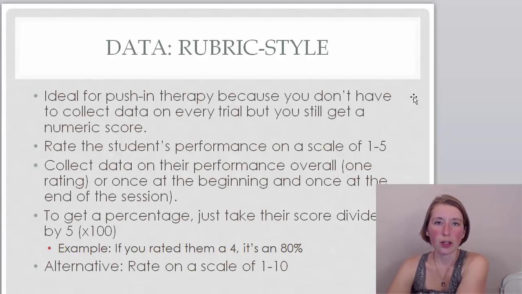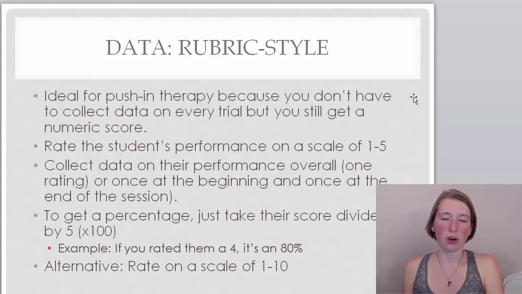So then once you have your rating of 1 to 5, you get a percentage and you just take their score divided by 5 times 100. So if you rated them 4 out of 5, that's 80%. So you can have a nice neat percentage even though you're just rating on a scale of 1 to 5.